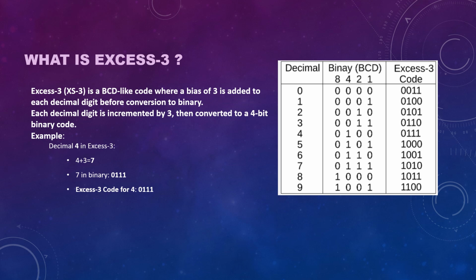For example, let's convert the decimal number 4 into XS3. Firstly, we take the 4 and add 3. We get 7. The binary of 7 is 0111. This binary is the XS3 code for 4. As you see in this table, we get all the XS3 codes for these binaries. And XS3 is a non-weighted code used in the decimal system where binary operations are required.